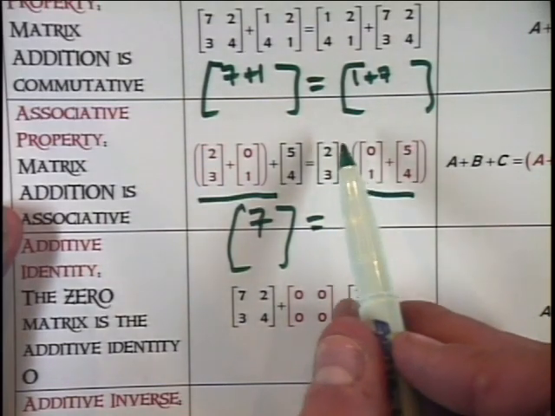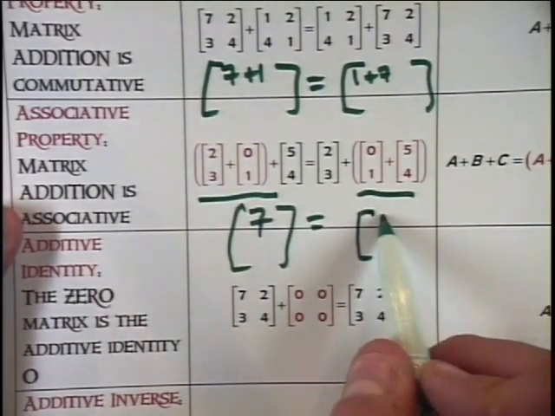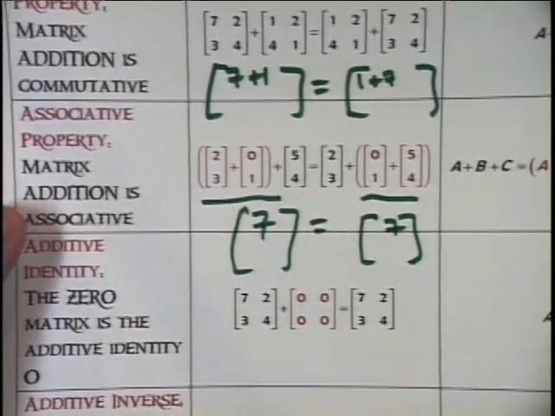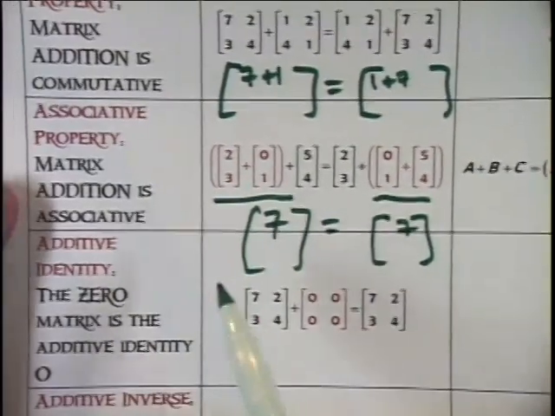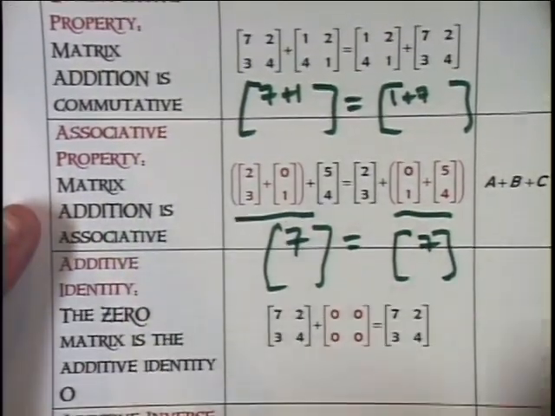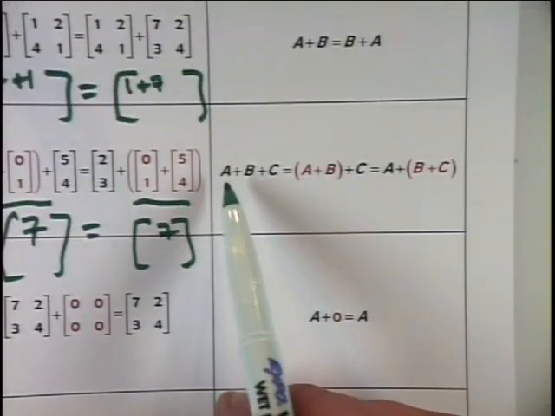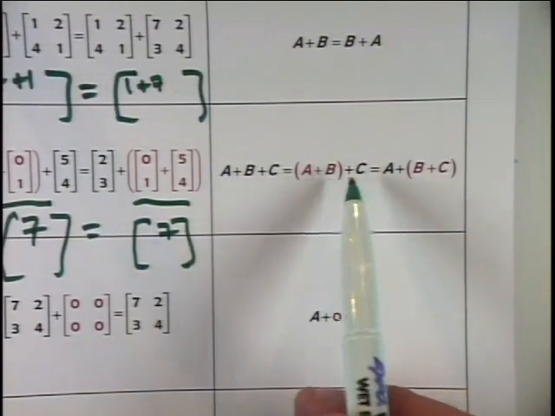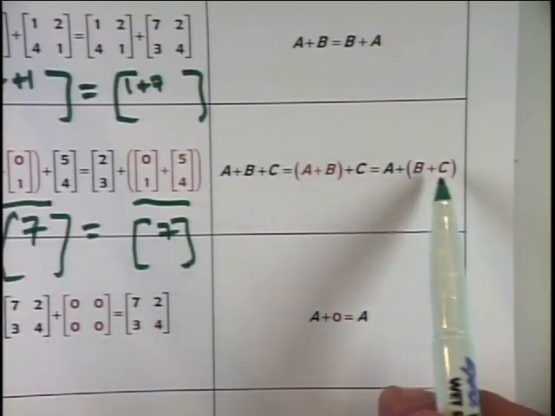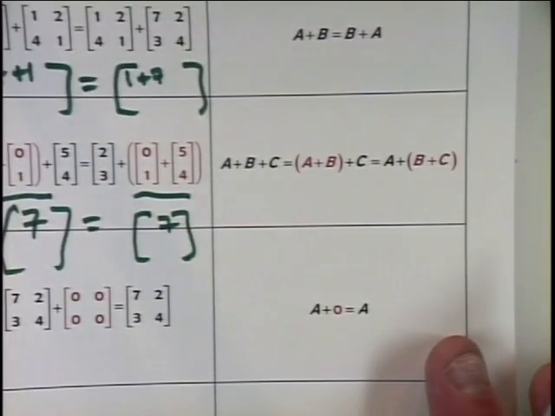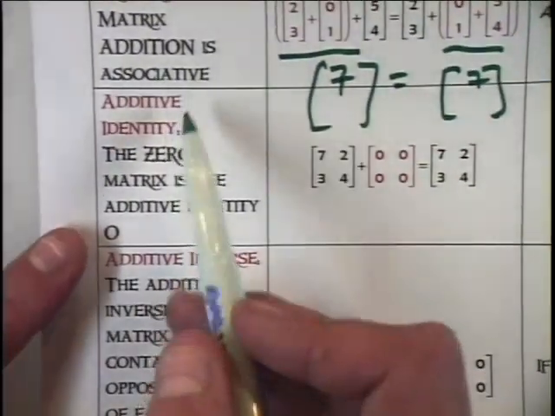And I'll take that result, 5 plus 2, and of course I get 7. So because arithmetic itself is associative, so is matrix addition. And symbolically, the sum A, B, C is A plus B first plus C, or A plus B plus C first, the associative property. Well, now we have something called the additive identity.